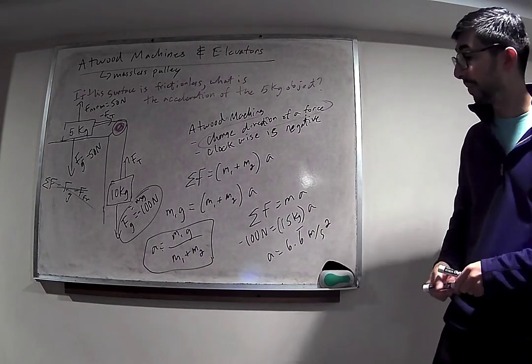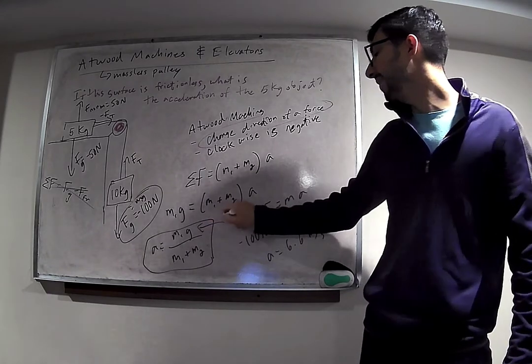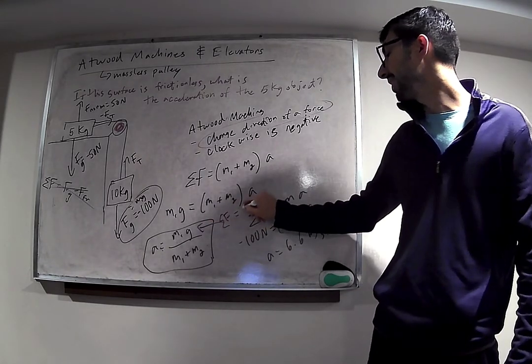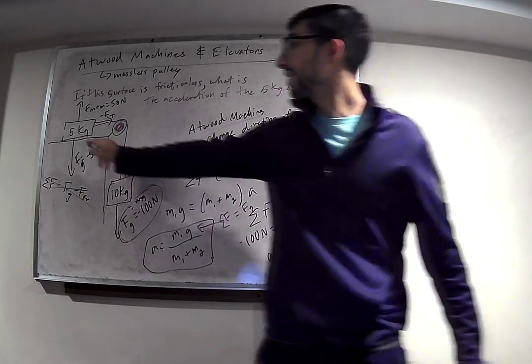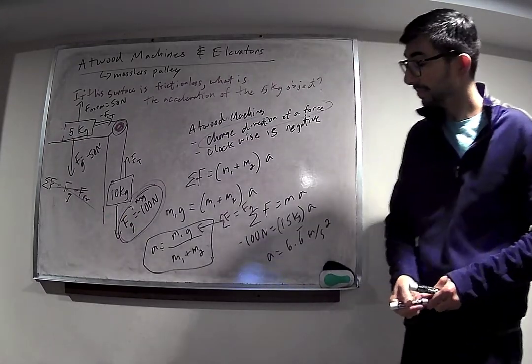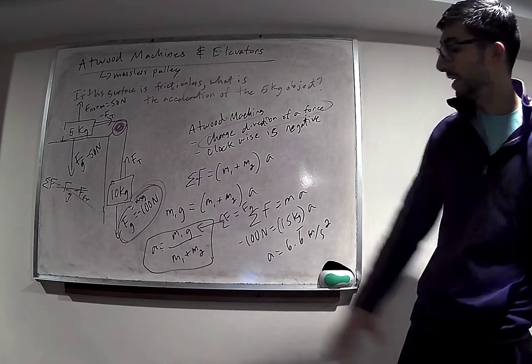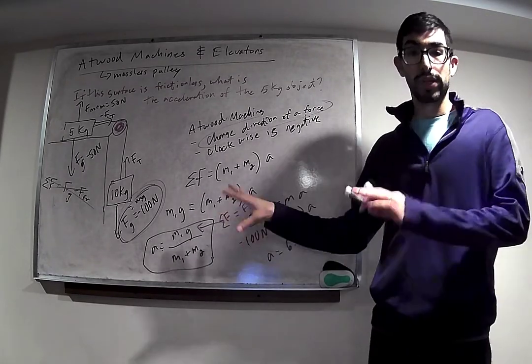Where is this coming from? Well, this m1g is our F net, which is equal to Fg for this object, because there is no friction. And this is our combined mass. So this is just F equals ma rearranged.